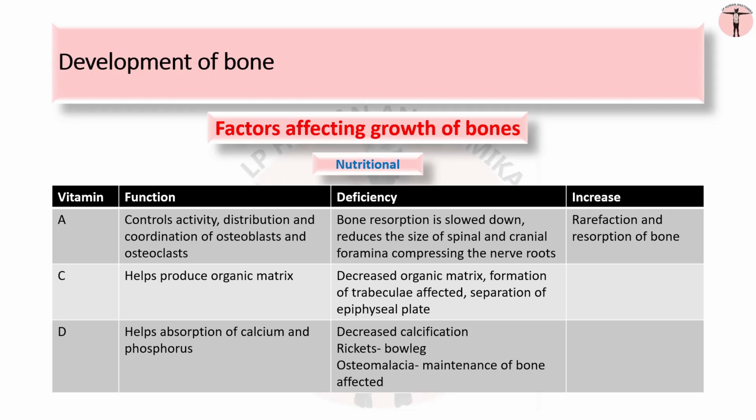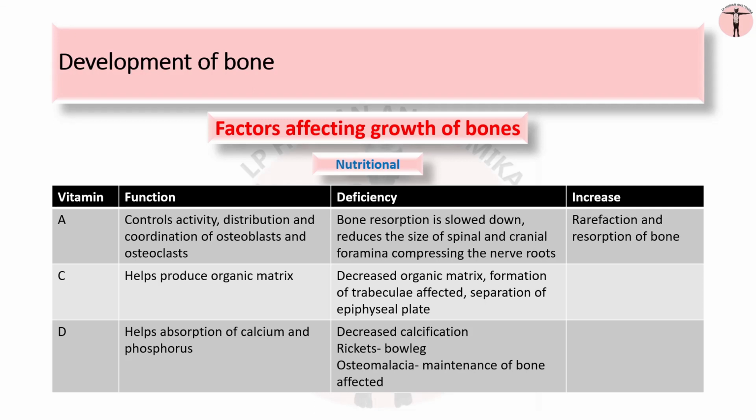Deficiency of vitamin C interferes with the production of organic intercellular matrix, calcification being normal. This causes deficient production of the trabeculae on the epiphyseal side of epiphyseal cartilage, and separation of the epiphyseal plate may take place. Vitamin D is essential for the absorption of calcium and phosphorus from the intestine and maintains their concentration in the blood plasma. In deficiency of vitamin D, calcification of the osteoid matrix is interfered with.